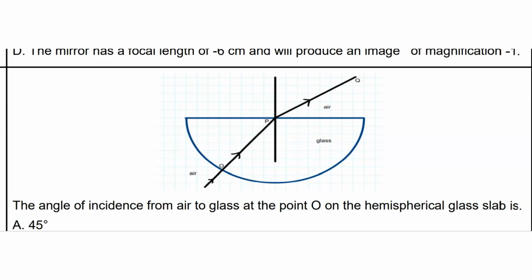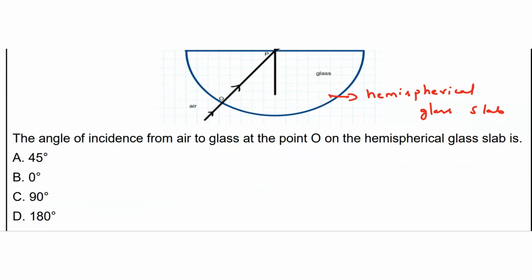They have given this to be a hemispherical glass slab. Air is entering from air to this hemispherical glass slab. What they have asked is the angle of incidence from air to glass at the point O on the hemispherical glass slab. Here you could see that a ray is passing like this. This is the incident ray. It is not getting deviated, right? It is going straight like this.